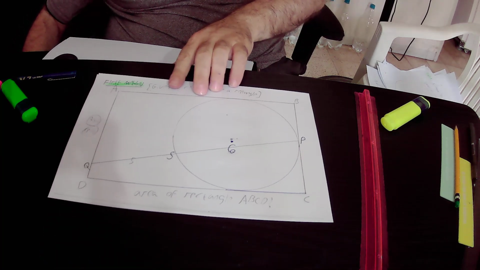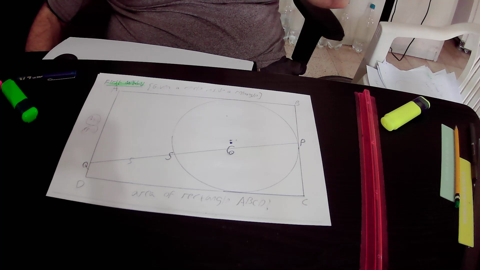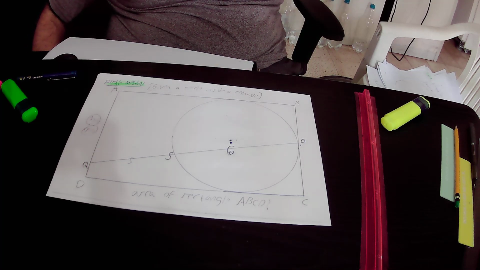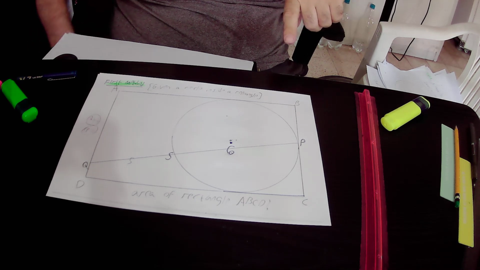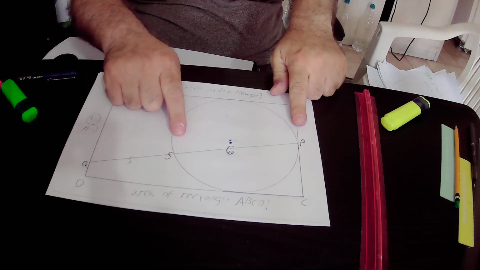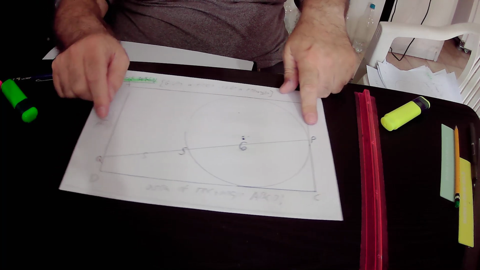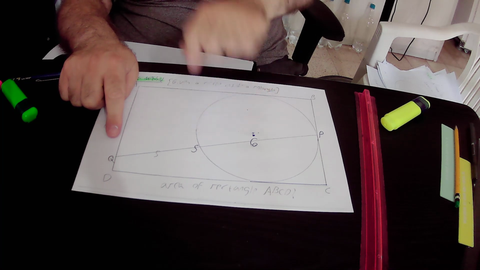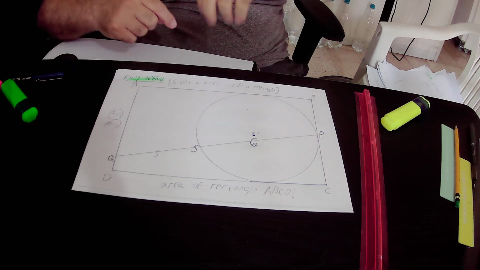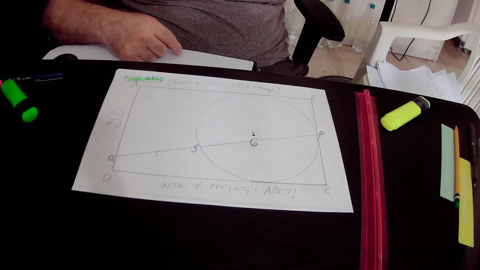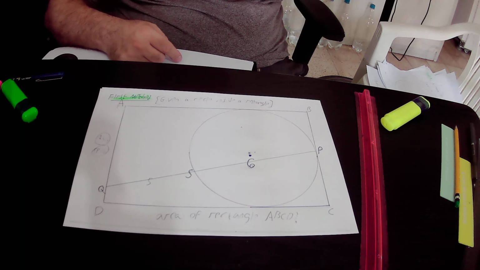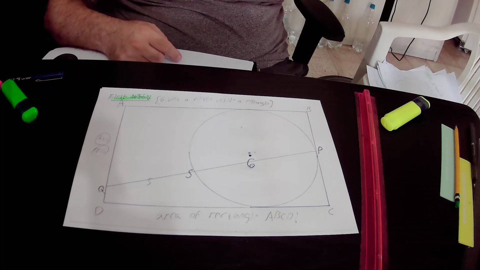So, in the drawing, we have rectangle ABCD. Inside rectangle ABCD, we have a circle that is described by the rectangle. Chord PS or SP equals 6 units in its length. Line segment QS equals 5 units in its length. And our mission is to find out the area of this rectangle ABCD.